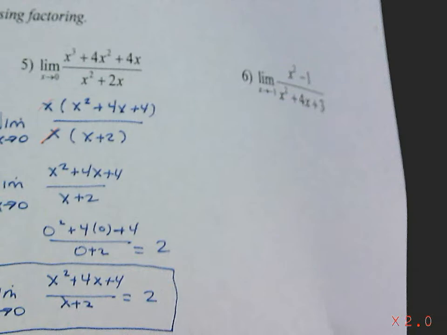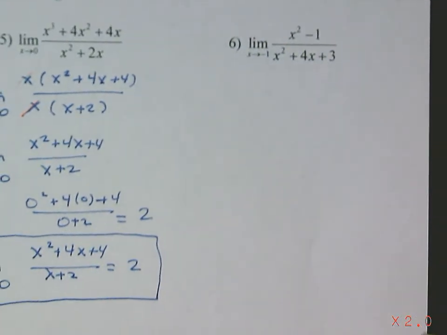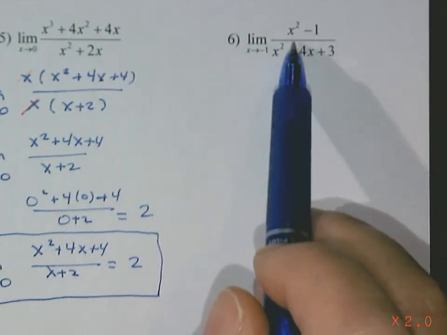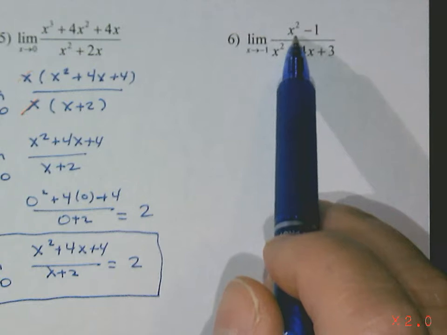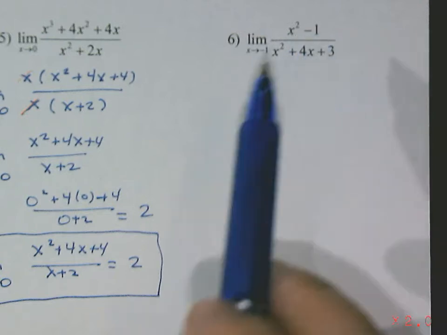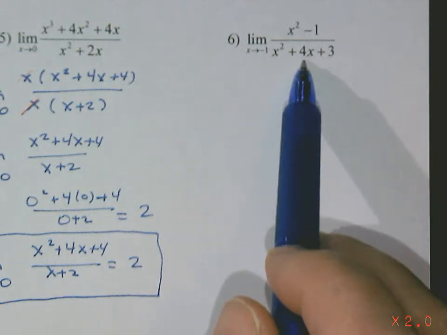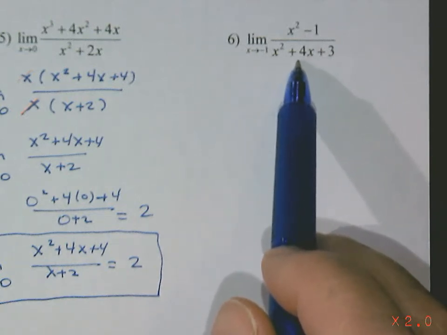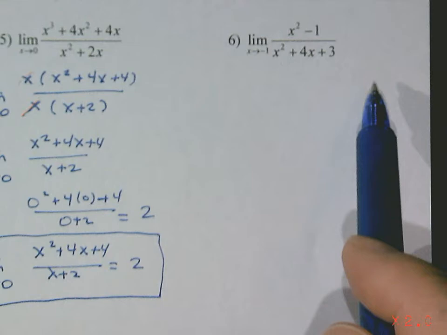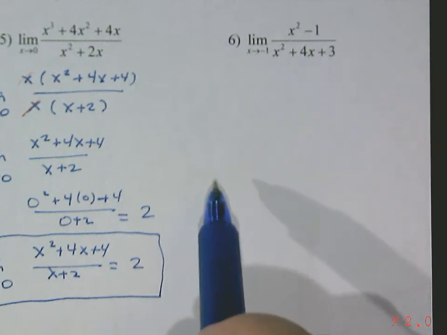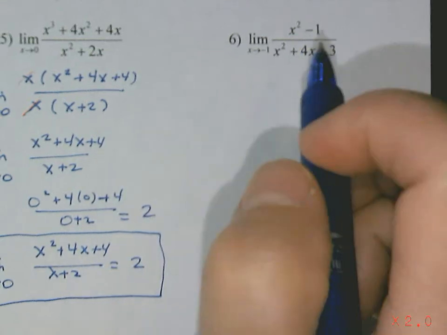My last problem for factoring, if I put a negative 1 in for x, I get negative 1 squared, which is 1. 1 minus 1 is 0. Negative 1 squared plus 4 times negative 1 is negative 3. Negative 3 plus 3 is 0. So this again gives me 0 over 0. So I'm going to go ahead and factor.